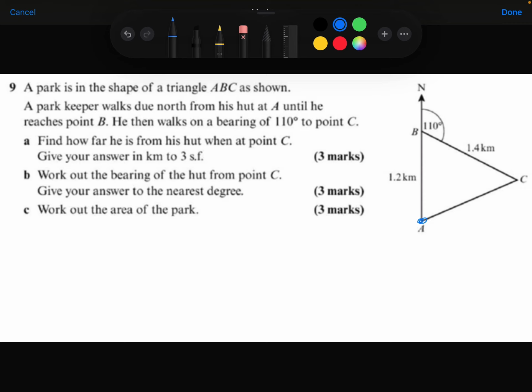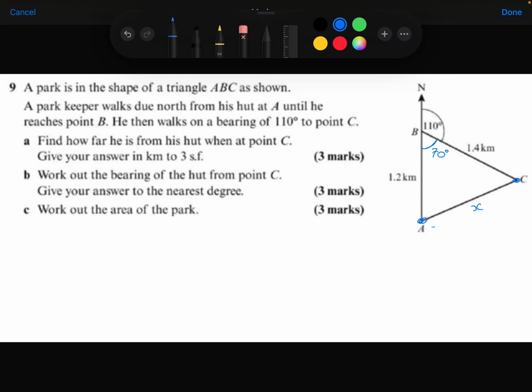So his hut was here at A, he's now here at C. What is this distance? That's what the question is asking. Well, because he walked due north, I know that this angle here is going to be 70 degrees, because I know this is a straight line, and 180 minus 110 is 70. That means I can use the cosine rule to work out the distance between his hut and where he is now.